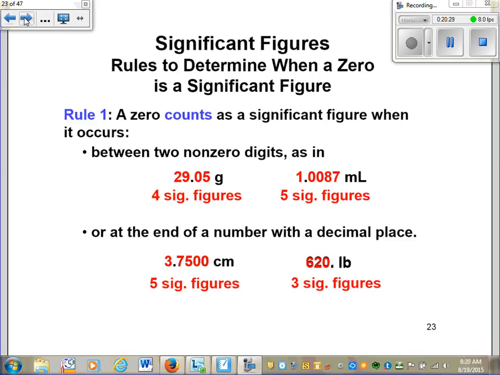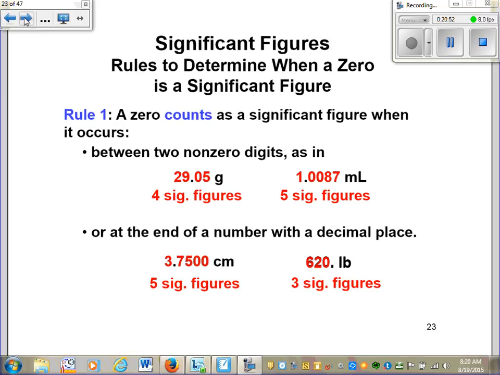If there's a 0 in the number, if it's surrounded between non-zero numbers, it's significant. So 29.05 is 4 significant figures. 1.0087 is 5 significant figures.